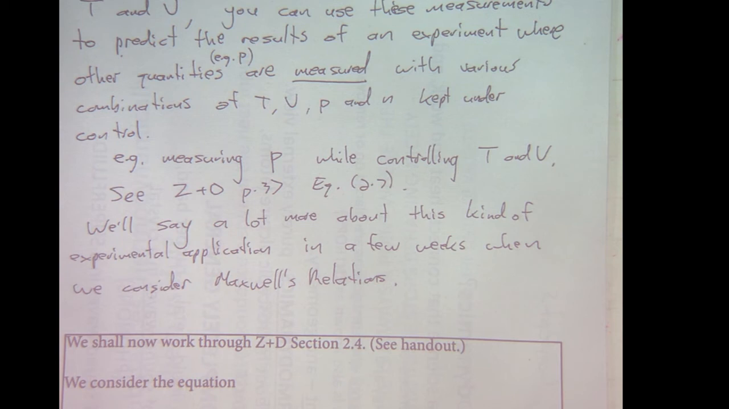It's called Maxwell's relations. You learn how to change the variables to adapt to the situation that you're in, whether it's an experiment or theory. Okay? All right.